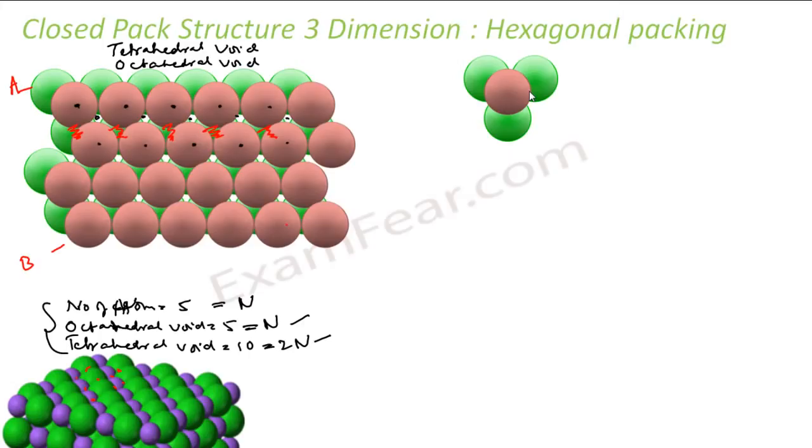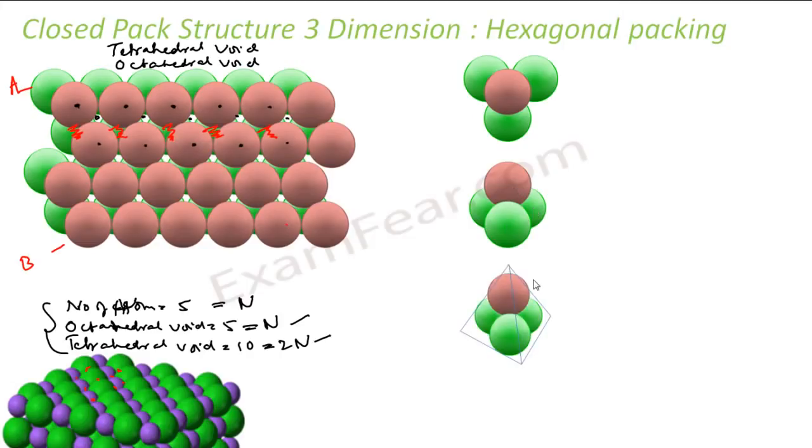Now if you try to view it from this angle, this is the top view, this is the front view, this is how it looks, correct? 3 spheres and 1 top sphere. You see, geometrically this is how it looks. This looks like a tetrahedron and that's why it's called tetrahedral void. Hope you understand, right? 3 spheres on the corners and 1 on the top. This is called tetrahedral void.